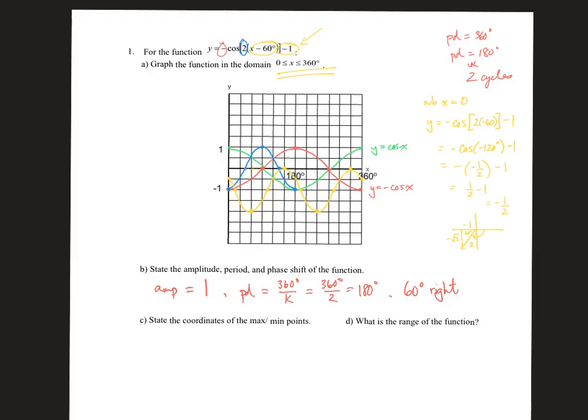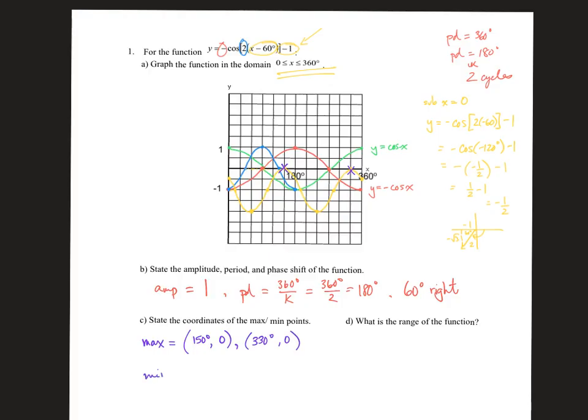Okay, question C. State the coordinates of the maximum and minimum points. So given that domain, I'm going to have a series of maximum and minimum points. The first maximum point I see, I'm going to label in purple. I'm just going to put a little X through it so we can see that first max. So that maximum is going to exist at an angle value of 150 degrees and a function value of 0. I see that I have another max down here at the end. That would be at 330 degrees and a y value of 0.